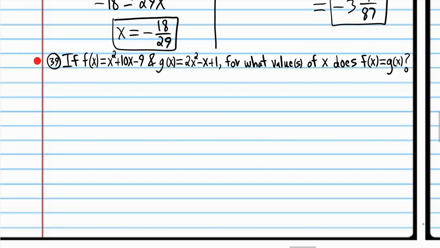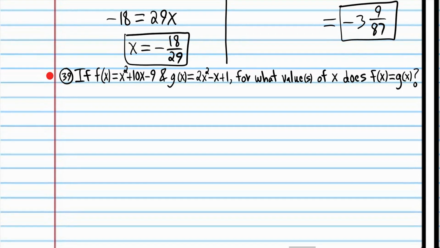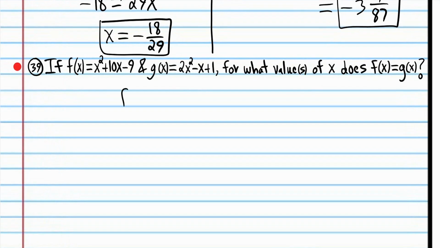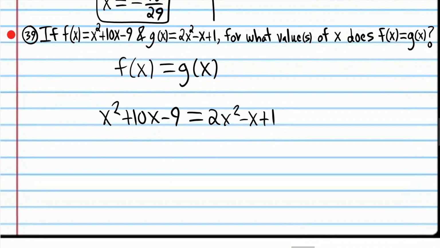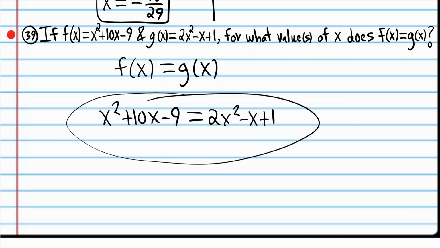Alright, let's try a different type of problem here. Okay, so this is the same type of problem, except we don't have to find the coordinates of the intersection. We're just finding the x values that make f of x equal to g of x, and f of x is x squared plus 10x minus 9, and g of x is 2x squared minus x plus 1. So we just have to solve this equation.